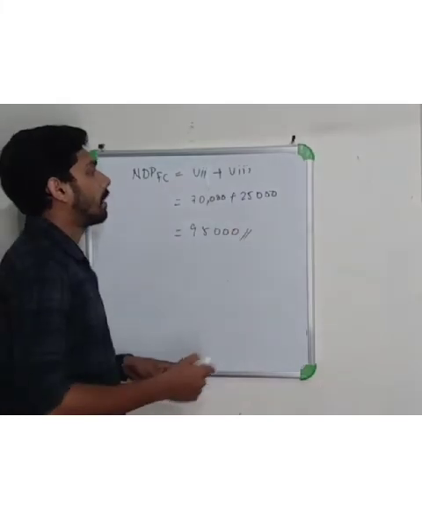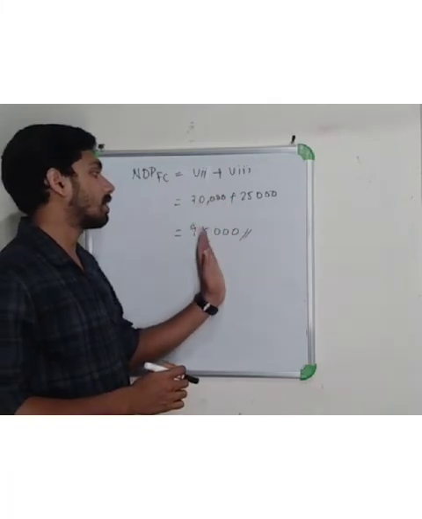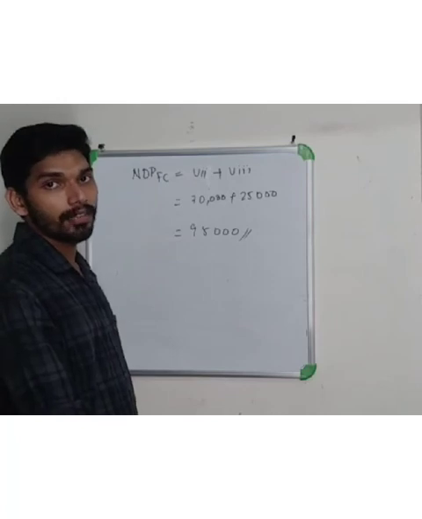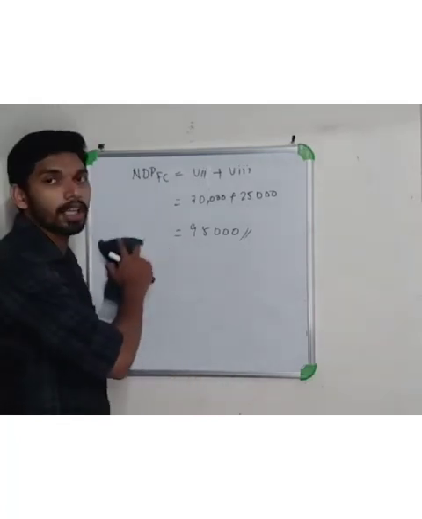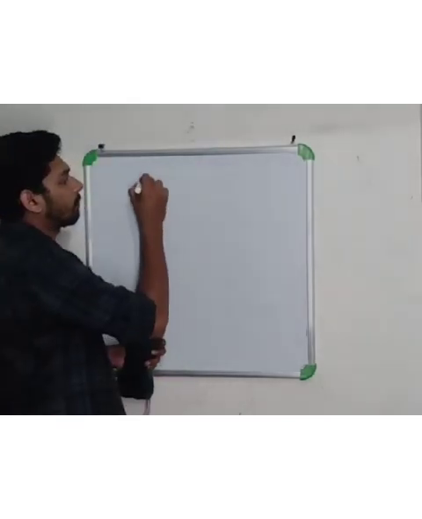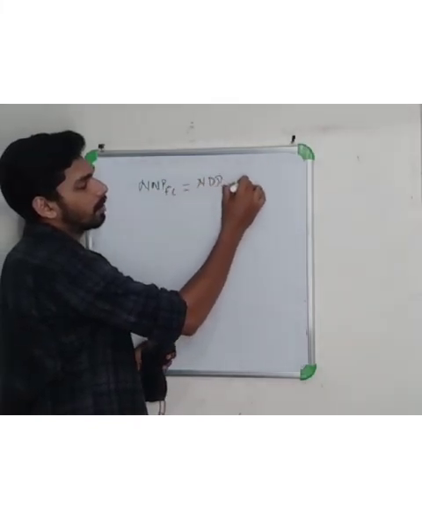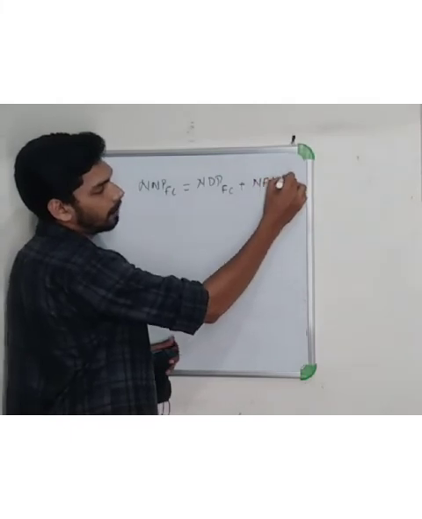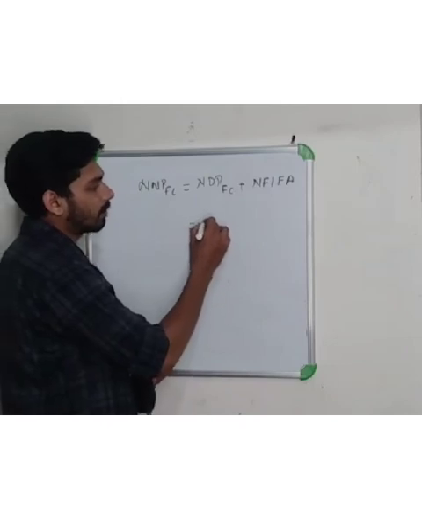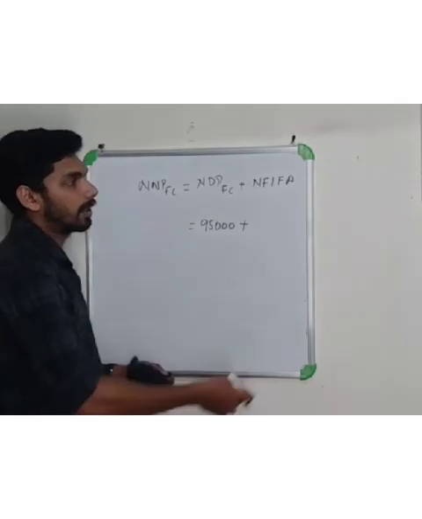So here NDP at factor cost is 95,000. Now we are moving to NNP at factor cost. NNP at factor cost is equal to NDP at factor cost plus net factor income from abroad. NDP at factor cost is given as 95,000, plus net factor income from abroad.